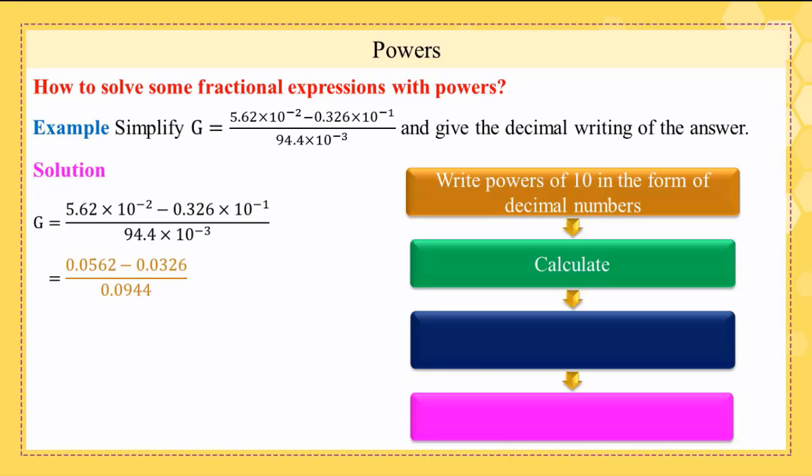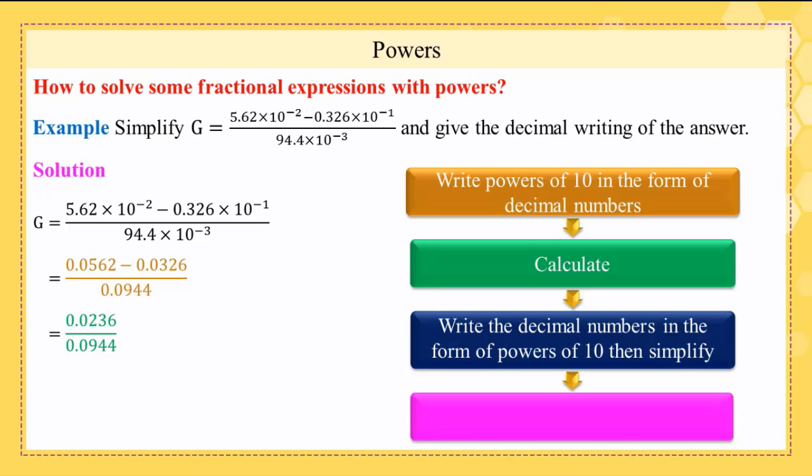Second step, calculate. Here we subtract the numerator of the final expression and we yield that g equal 0.0236 over 0.0944. Third step, write the decimal numbers in the form of powers of 10, then simplify. Now 0.0236 is 236 times 10 power minus 4 and 0.0944 is 944 times 10 power minus 4. We cancel out 10 power minus 4 in both sides of the fraction and we get 236 over 944, which is equal to 1 over 4.